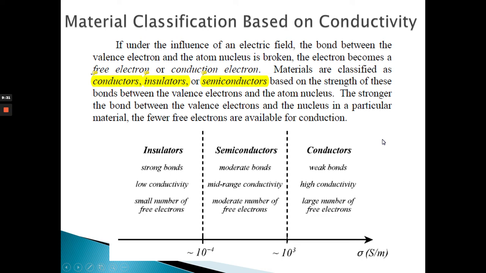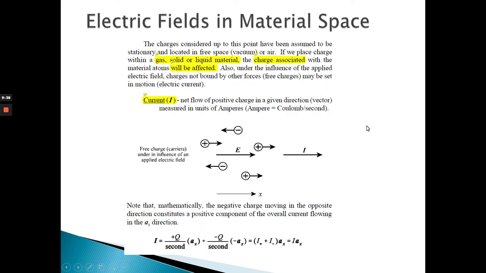Now let's check what happens to the material space when we apply an electric field. When you apply an electric field to any material space, let's say positive here and negative here, the positive charge will tend to go towards the negative, right? And the negative will go towards the positive. So there is a relative movement between the charges, right?